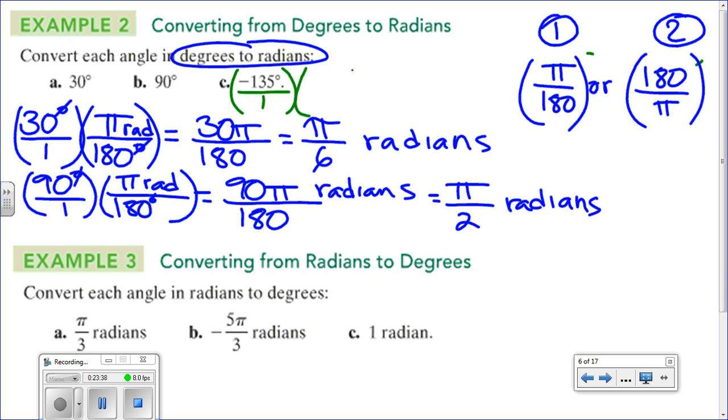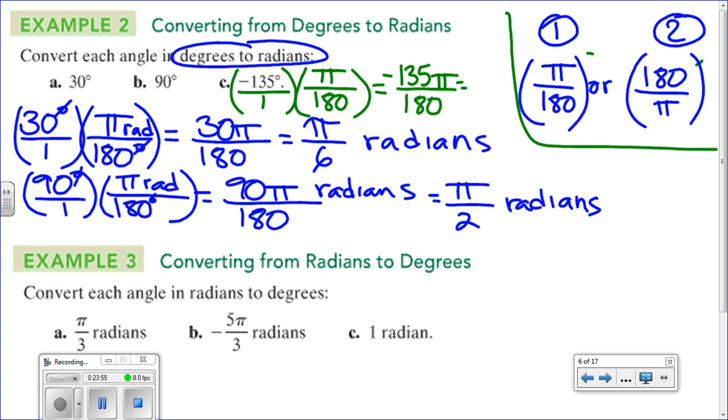Now, if you have an angle that is negative, like this one, I'm just going to solve it up here. We use the same unit conversion factor, and yes, our radians will still be negative. So this is negative 135 pi over 180. And then I forgot what that reduced to. Any help? What can we divide by? Can we divide by 9? Yes, you can.